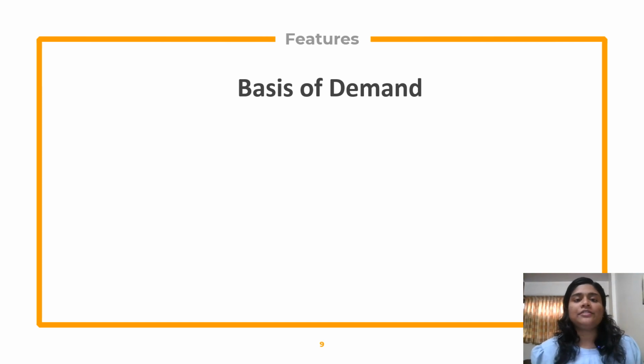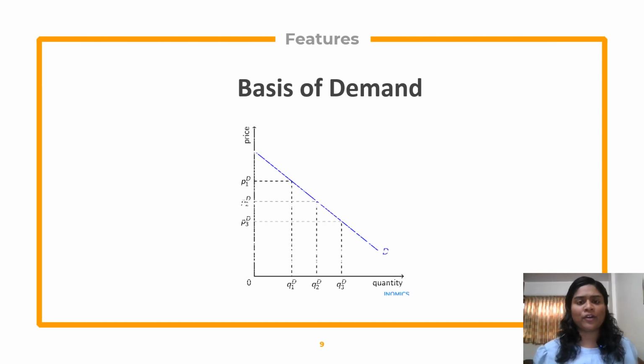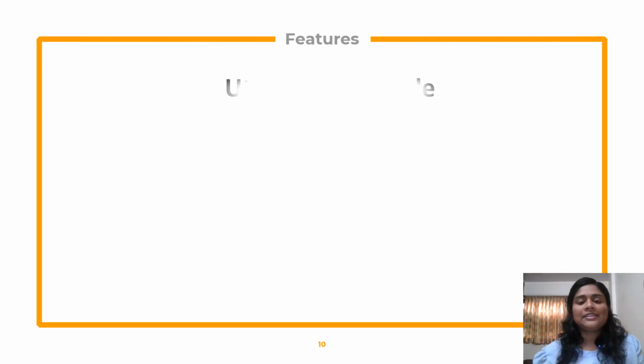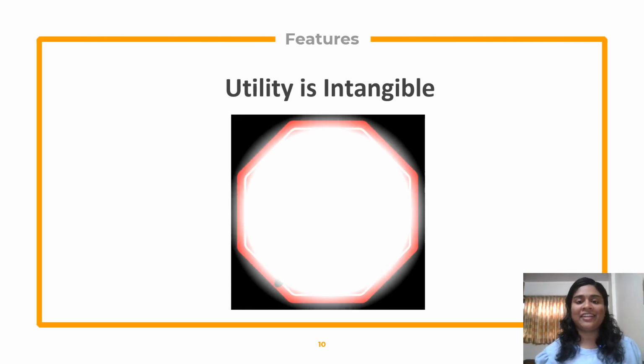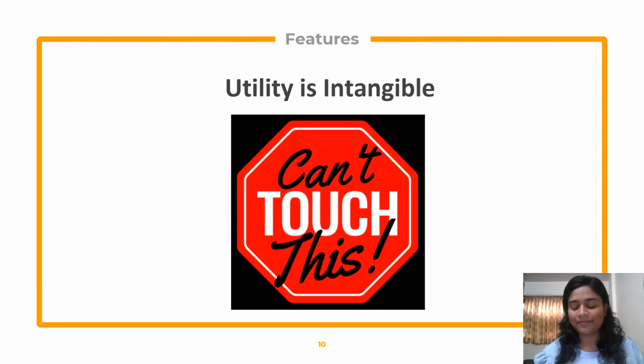Utility is the foundation for demand theory. If we have some utility which is derived from a certain product, only then will there be a demand for that product. If we do not have any utility for a product, nobody is going to demand that product. So underlying the demand theory is nothing but the utility theory. Utility is intangible, which means that utility is not a physical product that you can go and touch and see, but it is something that we derive after consumption of a product.